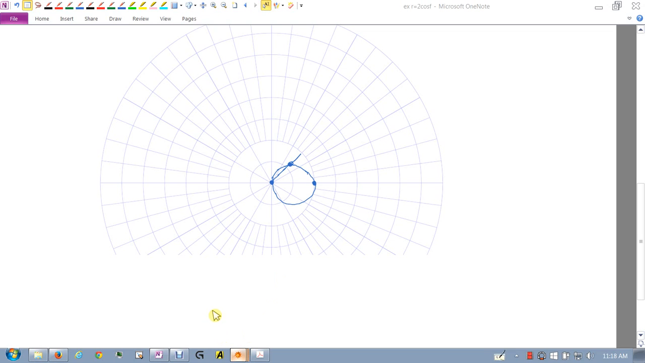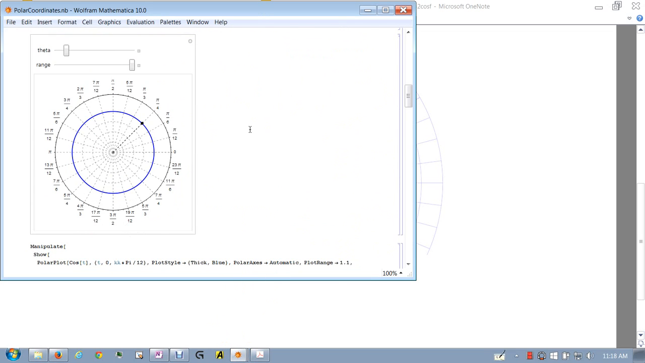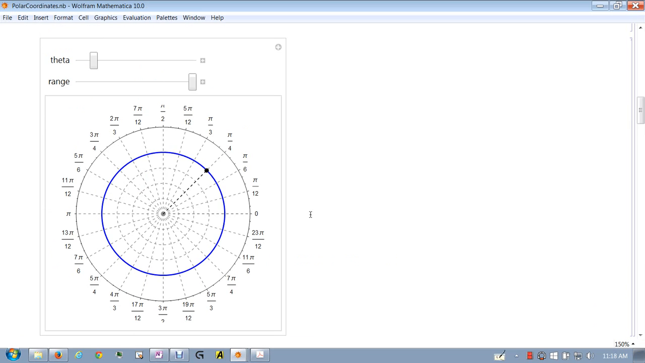Now, I already had one of these done. Let's see. There was a constant one. This was an example of where you have a constant radius, right? So no matter what angle you point at, your radius is always fixed.